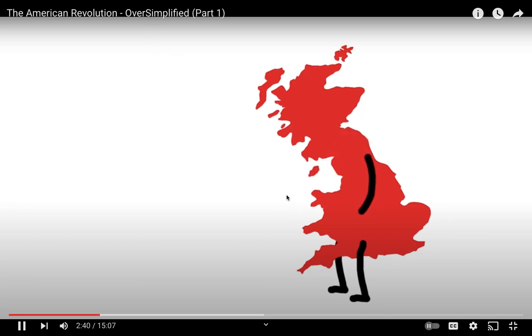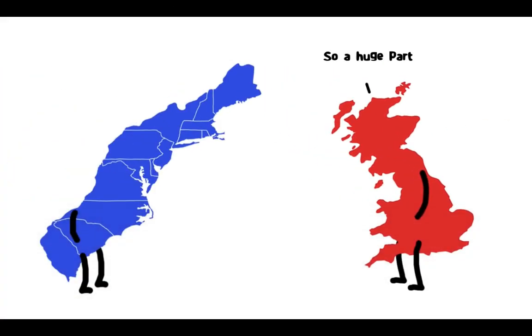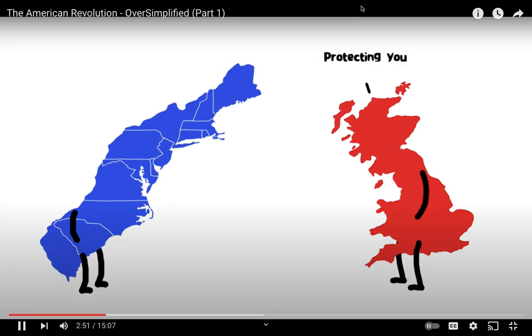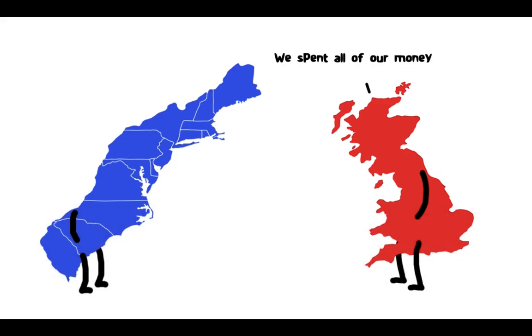So they went to the colonies and said, "Okay, listen up. A huge part of the war was spent protecting you from the French, and now we have no money because of it. So I'm not sure what you're saying here." "Okay, so we spent a lot of money protecting you from the French, right?" "Right." "And now we're broke." "That certainly is a pickle." "Listen to me. We spent all of our money protecting you, and now we need money. Can you please pay us back some money?" "No." "Okay, we're just going to go ahead and tax you."